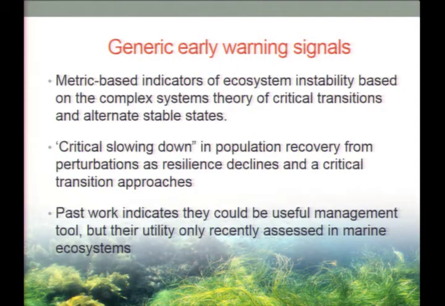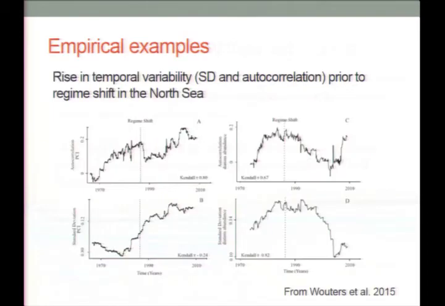Now, past work in model systems, laboratory systems, and closed systems such as lakes indicate that these early warning signals could potentially be a useful management tool. However, their utility has only recently been assessed in marine ecosystems. I'll just show you some examples of empirical applications of the early warning signals. This, again, comes from the study by Wouters et al., where they found a rise in temporal variability prior to a regime shift in the North Sea.